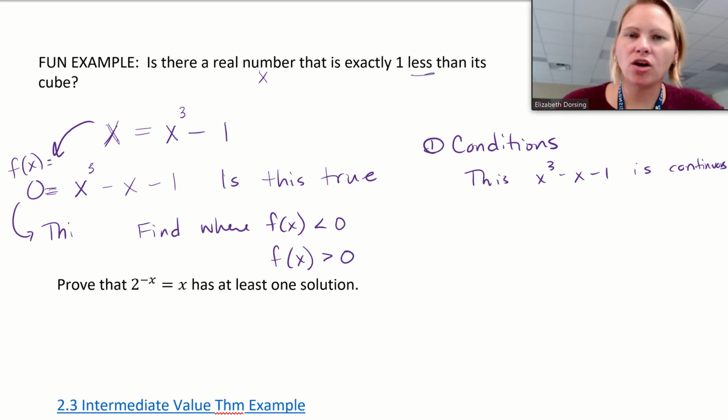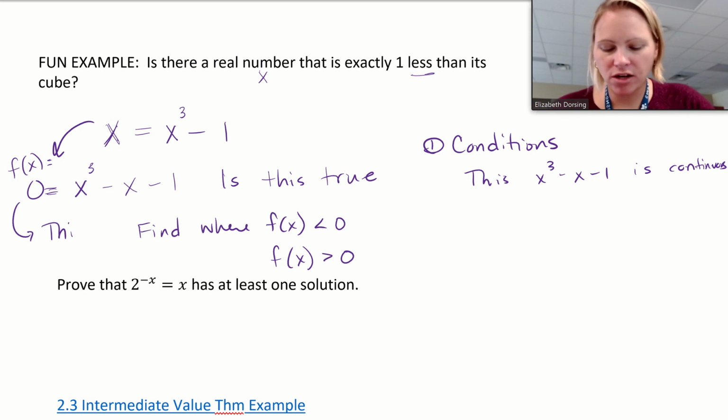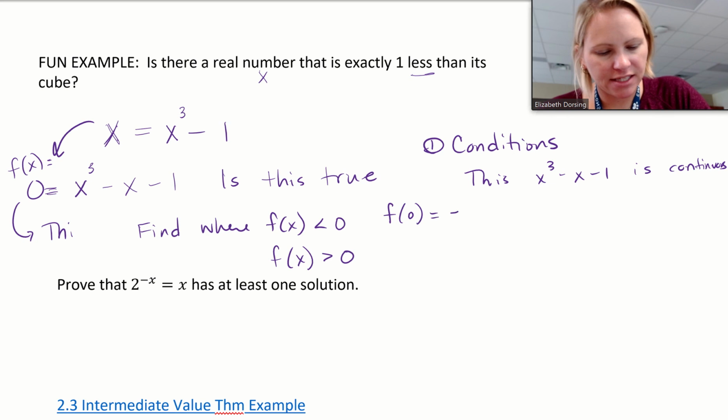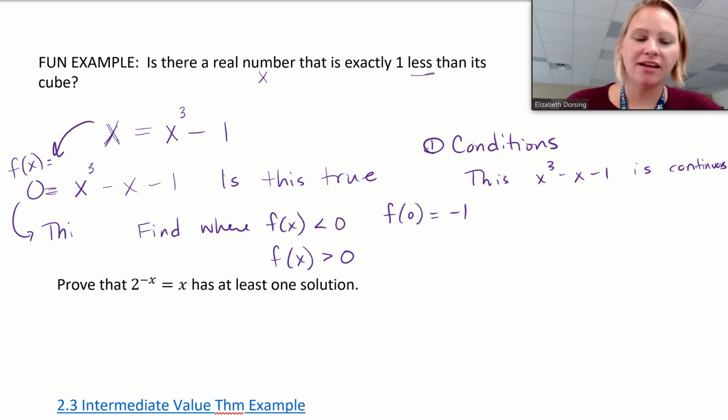So if I can show that there's something that makes f of x less than 0, I'm going to show that. And if I look at my function, when x is 0, f of 0 is negative 1. I've shown that it's negative. So I've shown that there is something where I am negative.